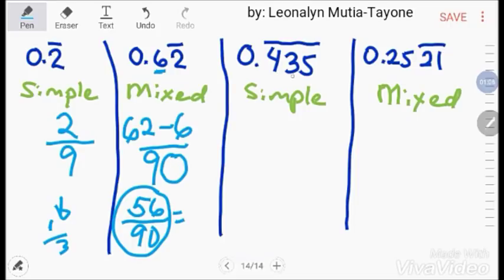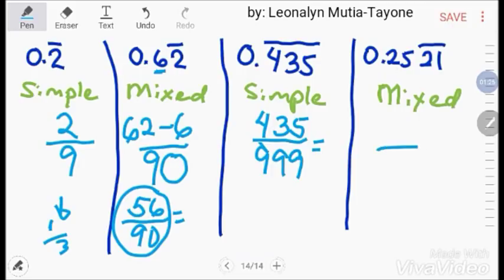Next, simple lang siya. So, ilang repeating digits? Tatlo, 435. Tapos 435. Tatlo yan. So, tatlong 9. Kopyahin lang yan. At yan ang equivalent dyan. Kayo nang bahala mag-simplify dyan.